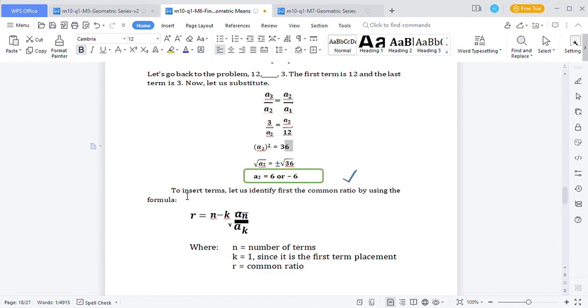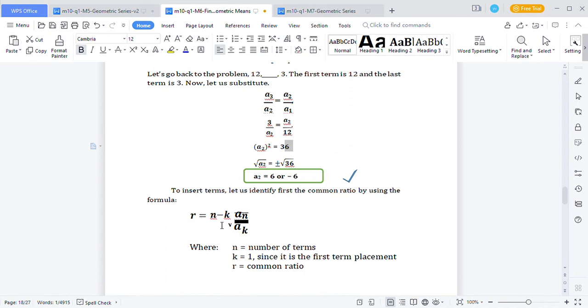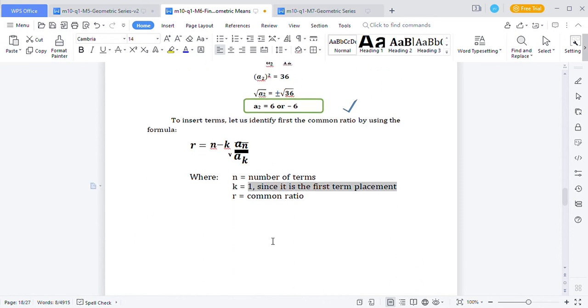Next, to insert terms, let us first identify the common ratio by using the formula. So you have R is equal to, how do we identify that? The common ratio. So if we are tasked for the common ratio, R is equal to the N minus K root of a sub N over a sub K. N is your number of terms. K is equal to 1 since it is the first term, and R is the common ratio.